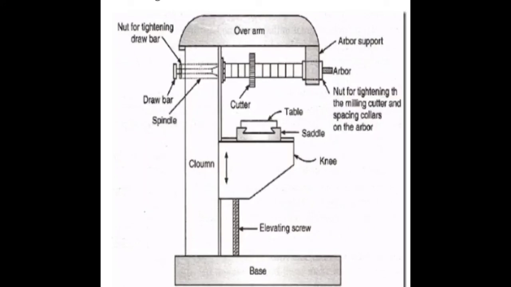Now we'll see the elevating screw. The upward and downward movement of the knee and the table is given by the elevating screw that is operated by hand or an automated feed. Now we'll see the basic working principle of this particular machine. The workpiece is held on the work table of the machine. The table movement controls the feed of the workpiece against the rotating cutter.